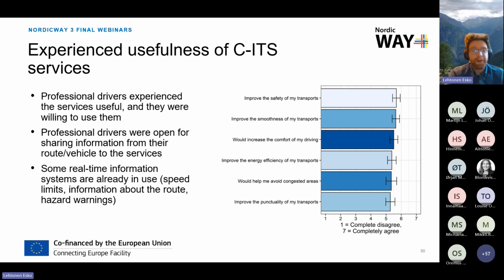The professional drivers were quite open to sharing information from the route and vehicle to the services, and they already had some real-time information systems in use, especially about the speed limits and information about the route and hazard warnings, but maybe not so many after all.